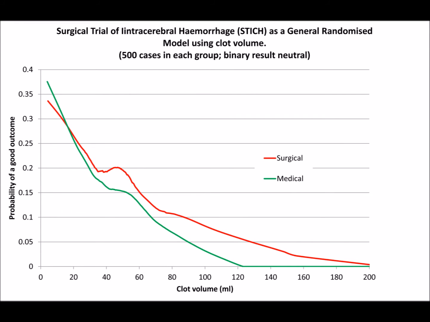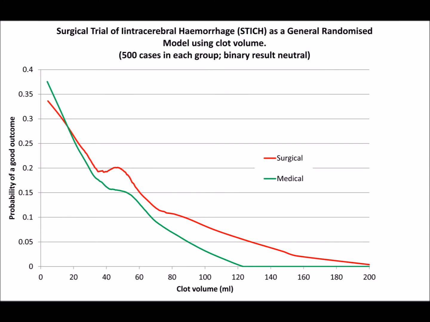This second example is from the STITCH trial, which compared surgical removal of brain hemorrhages with medical treatment, or in other words, waiting for natural recovery. It shows that for small hemorrhages, surgery is harmful, and there is a null point with hemorrhage volumes just over 20 mils. Thereafter, the benefit from surgery rises with larger hemorrhages.